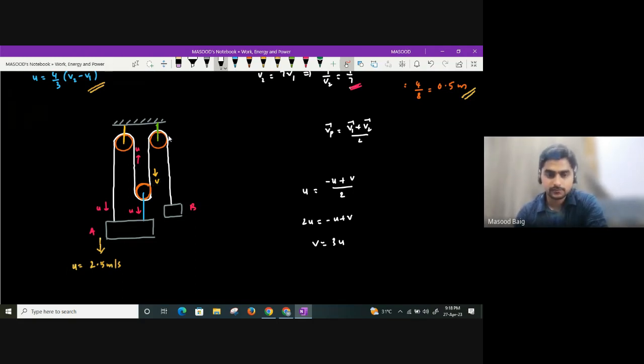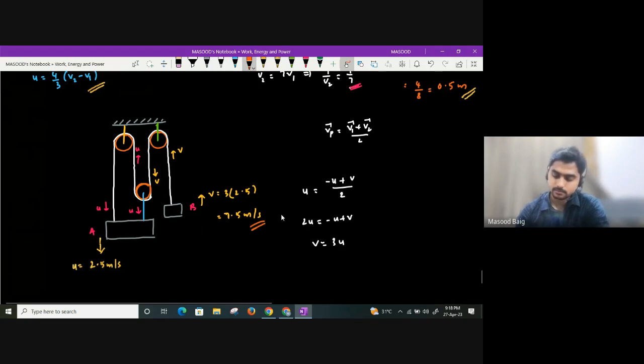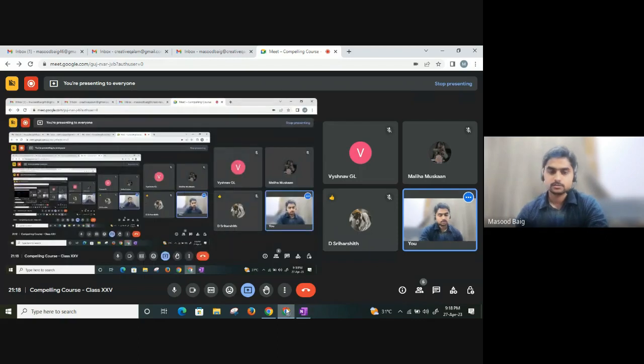Again, you see this pulley is fixed, right? So it should not be moving. If one end of the string is moving with speed v in downward direction, the other end will be moving with speed v in upward direction. So the block will also move with speed v in upward direction. So 3 into 2.5, which you will get as 7.5 meter per second. Clear? 7.5 meter per second in upward direction will be the answer for that. Clear, all of you?